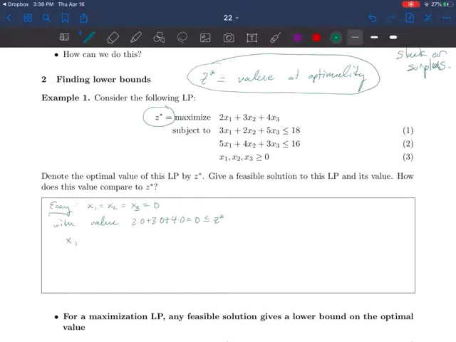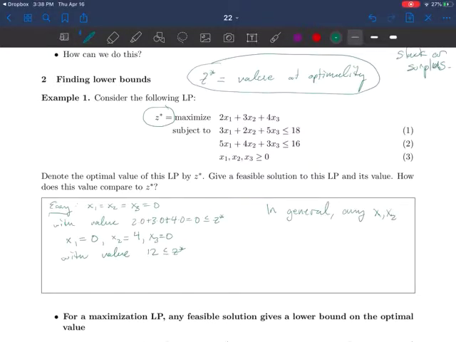Maybe we can be a little bit more clever than that. Let's see, what else would work? What if we said x1 equal to 0, and maybe x2 equal to, let's say 4, and x3 equal to 0. The value here is just 4 times 3, it's 12. So it's better than our 0, but it's still less than or equal to z star.